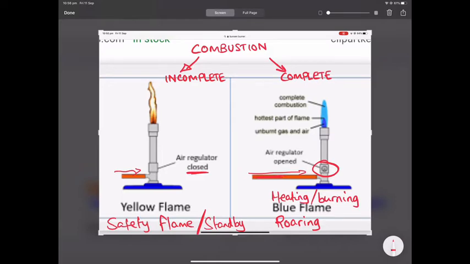And incomplete combustion, on the other hand, happens when there is insufficient oxygen, when there's not enough oxygen. Okay, so that causes incomplete combustion, and one of the products that form with a carbon-containing fuel are carbon monoxide and water vapor. And that's why with incomplete combustion you get this yellow smoky flame, because the fuel does not burn completely. Okay, so some of the fuel remains as unburnt carbon, and it produces that ash and that smoke and that soot.